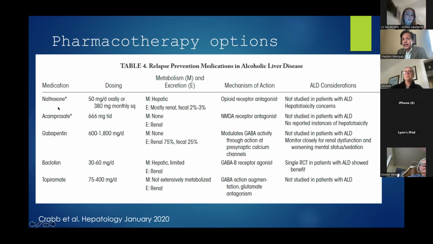These are the main medications that have an indication for alcohol use disorder treatment as anti-craving agents. They all have their benefits, their side effects, or their limitations. So they have to be individualized to the case that we have in front of us.